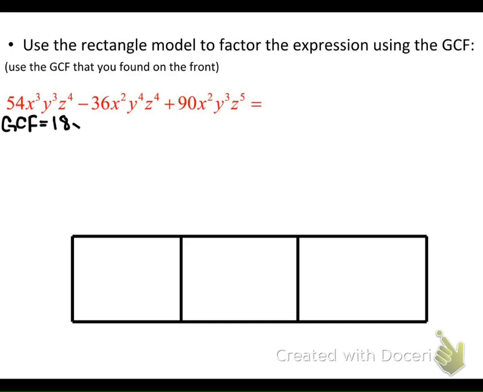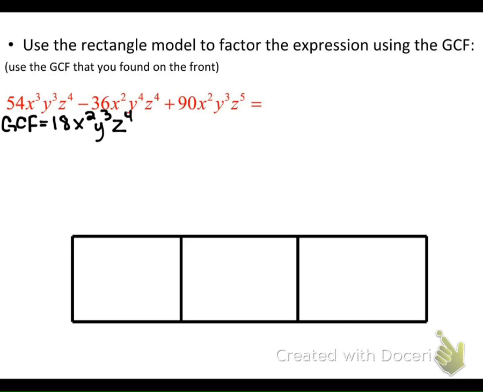Wait, no, I thought it was the second. X squared y to the third, z to the fourth. Okay. So usually now, if we didn't already find the greatest common factor for these three terms, we have to factor tree and find the greatest common factor.